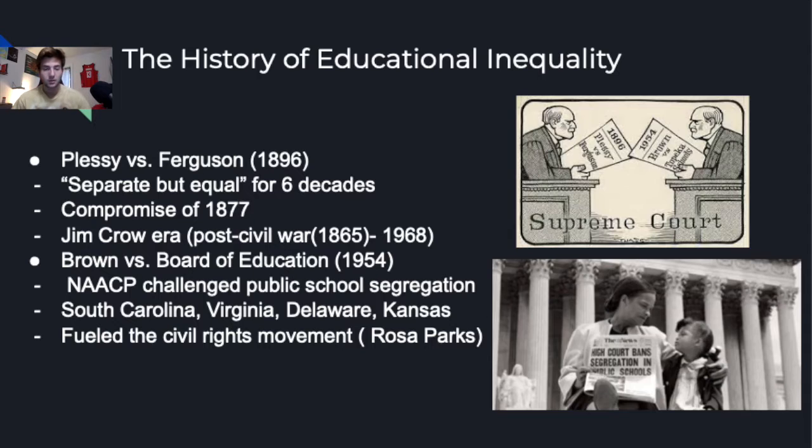Basically, the NAACP challenged public school segregation, and these were some of the main states: South Carolina, Virginia, Delaware, and Kansas. It also helped fuel the civil rights movement. And Rosa Parks, she didn't want to sit in the back of the bus, and if it wasn't for her, who knows where we'd be today.